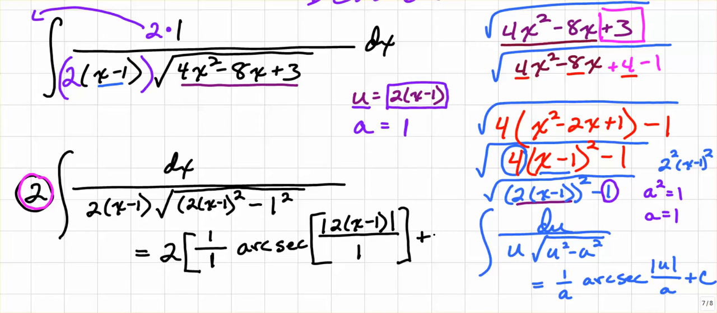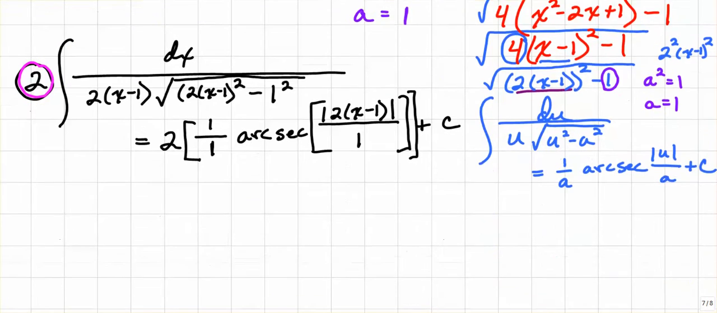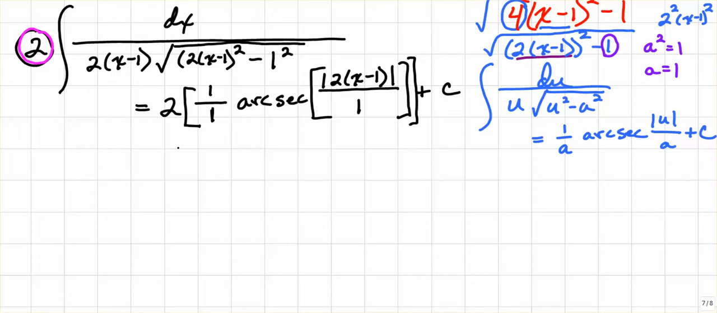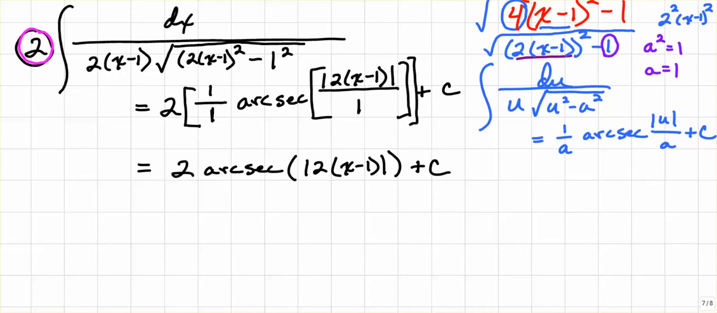plus c. Now obviously that's a little messy, so we would want to neaten it up a little bit and rewrite this simply as 2 times the arcsecant, or the secant inverse, of the absolute value of 2 times x minus 1 plus c. And like I said, it's all about manipulation. You've got to be thinking in terms of how can I change this so that it looks exactly like what I need it to. And you know what? I'm actually going to continue to refine this down to 2 times the arcsecant of the absolute value of 2x minus 2 plus c.